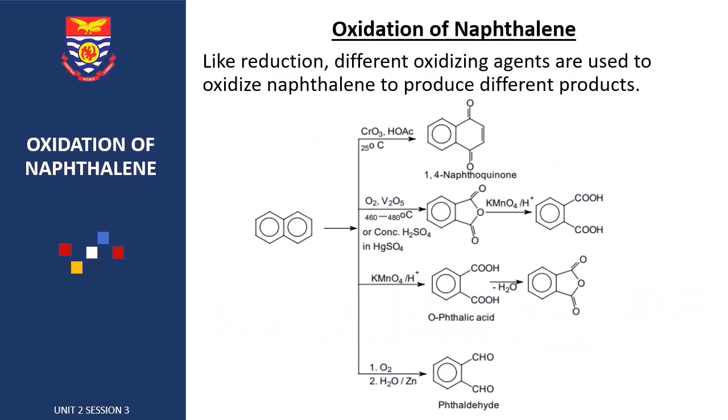Similarly, in the oxidation of naphthalene, different products are formed as a result of different oxidizing agents being used. So we can form 1,4-naphthoquinone, or this dicarboxylic benzene structure, or this structure as well, or this diketone benzene structure, which is phenaldehyde. So depending on the oxidizing agent or reducing agent being used in the reaction of naphthalene, different chemical products can be formed.